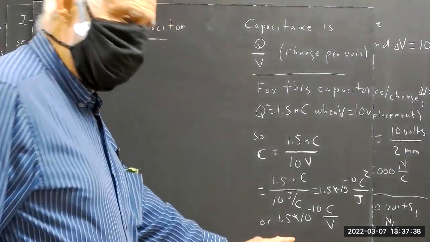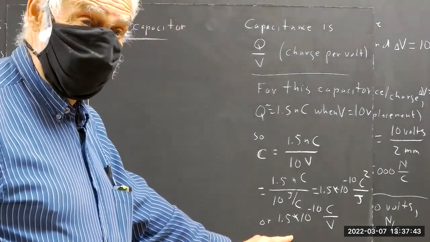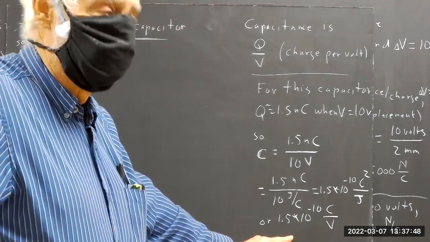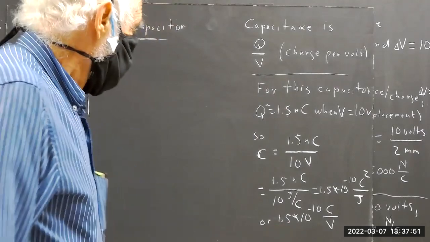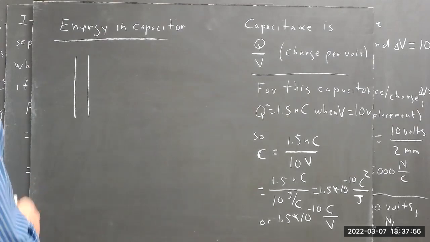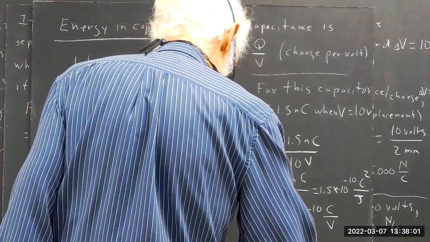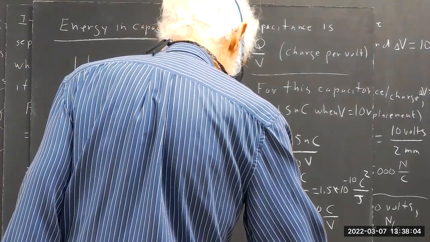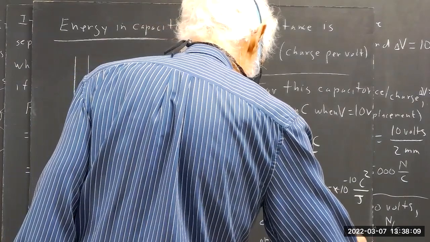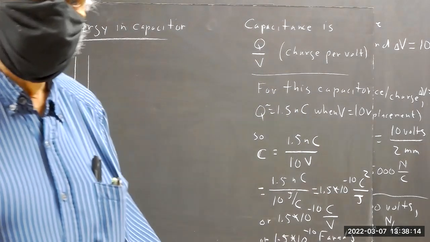So now, if we want to know how much charge is on that thing, all we do is multiply the charge by the capacitance. Okay? I'm sorry, the voltage times capacitance. Now energy of the capacitor. Oh, and this has a name. We call them farads, after Faraday.